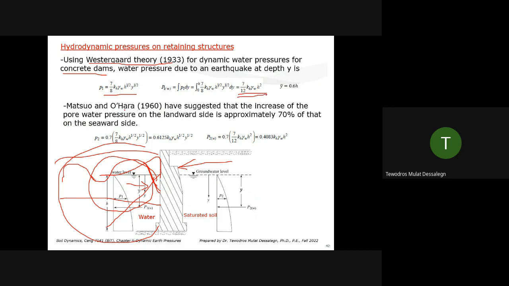Matsuo and Ohara, 1960, have suggested that the increase of the pore water pressure on the landward side is approximately 70% of that of the seaward side. Because in this case, you don't have full water, it's saturated water, water in the voids. So they recommended the increase on the land side, this side, because of seismic, that P2W is about 70% of what you have on this side. So if you're looking for equations for a quick analytical representation for water condition, you can use this.